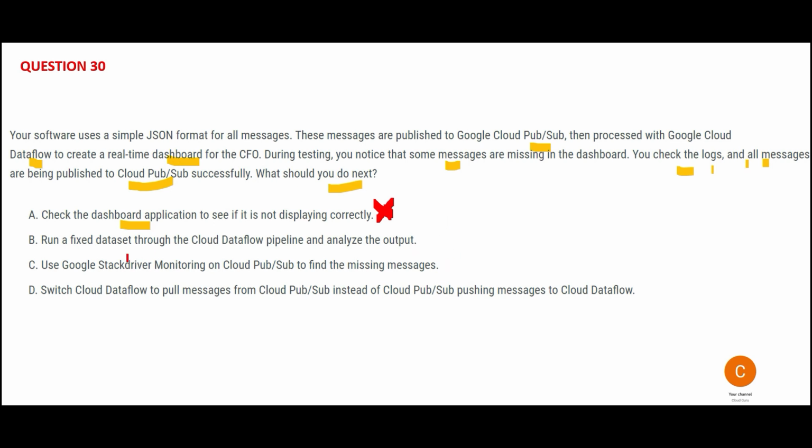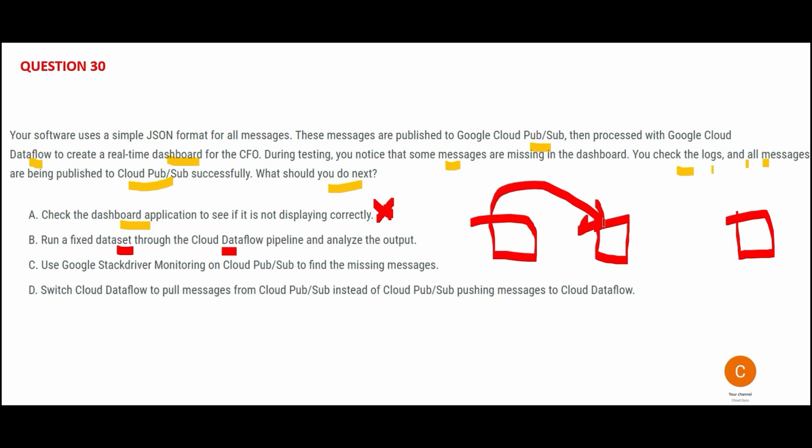B says they will run a fixed data set through the Cloud Dataflow pipeline and analyze the output. That means they are thinking that maybe Cloud Dataflow is doing some mess. So you have Cloud Dataflow here, a dashboard here, and Pub/Sub here. This guy is sending data here, then the application receives the data and it is shown on the dashboard. The first thing you should do is go here and check what the problem is. If you want to do the troubleshooting, do it here first. Option A is trying to do it here first, option B is trying to do it here first, which is not right. We will eventually go there.